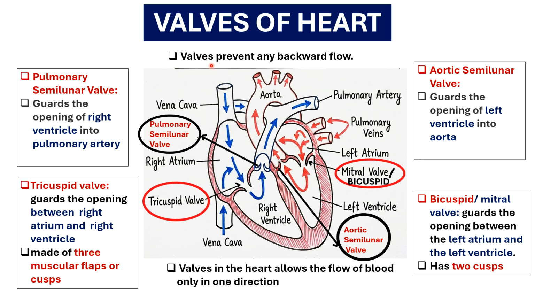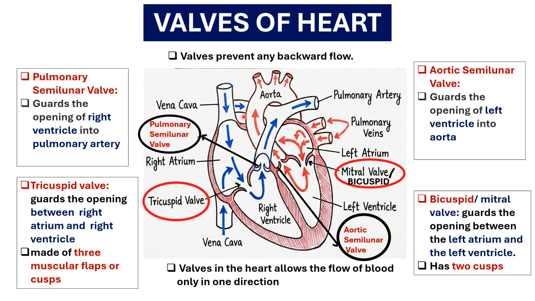Let us now come to the valves of the heart. But before that, you must know that atria are responsible for receiving the blood and ventricles are responsible for pumping the blood. The right side always receives as well as pumps deoxygenated blood, and the left side always receives and pumps oxygenated blood. Next, why are valves essential? To prevent any backward flow and ensure that the blood flows in only one direction.